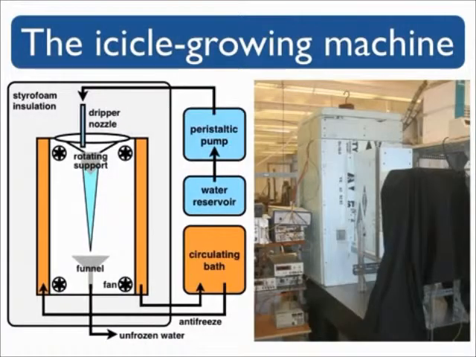So to do this, we built a tabletop machine for growing icicles that allows us to control the temperature, water supply rate, and air motion around the icicle. We rotate the icicle very slowly while it is growing, so we can distribute the water evenly around the icicle to encourage axisymmetry, and the rotation also allows us to image and analyze the different sides of the icicle.